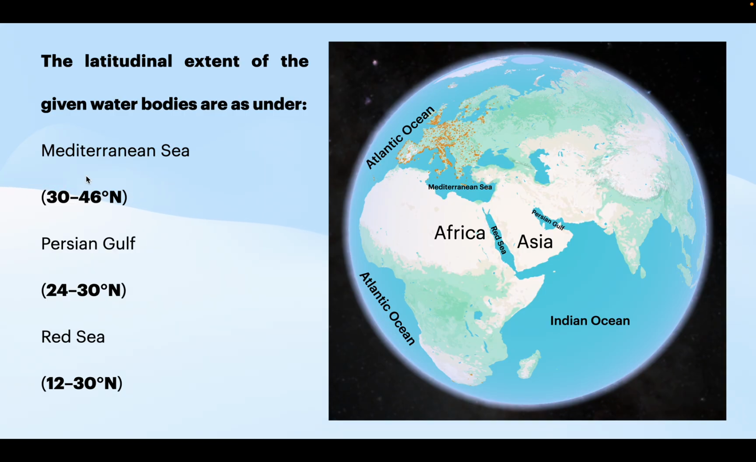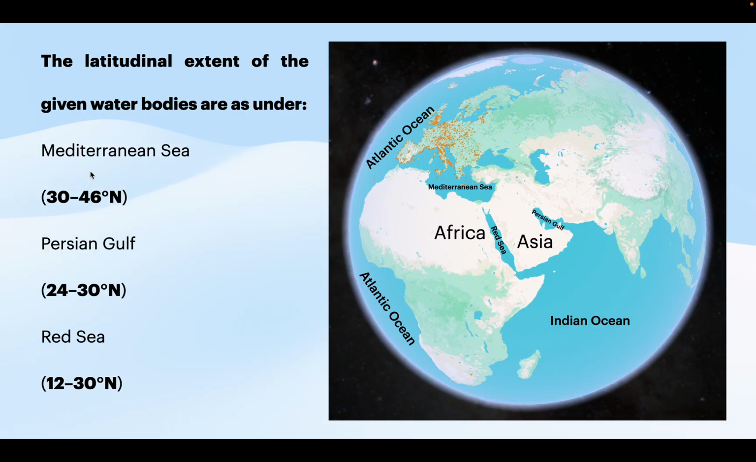Now, what if we think about the Tropic of Cancer here? The Tropic of Cancer has the latitude 23 degree 30 minutes, meaning 23.5 degree. So it clearly lies within the latitudinal extent of the Red Sea. So the Tropic of Cancer will pass through the Red Sea. But what about the Persian Gulf? Since it starts from 24 degree and the Tropic of Cancer is 23.5, the Persian Gulf will lie above the Tropic of Cancer, and the Tropic of Cancer will not pass through it.